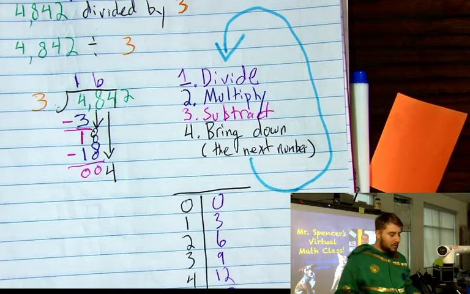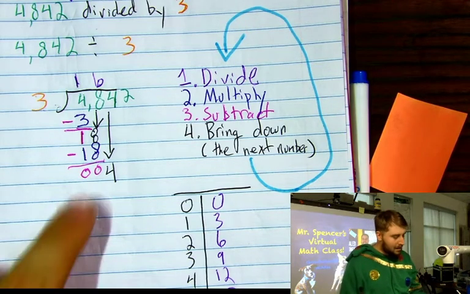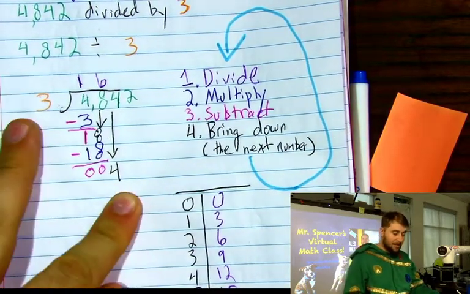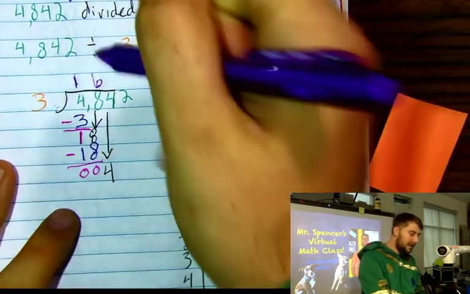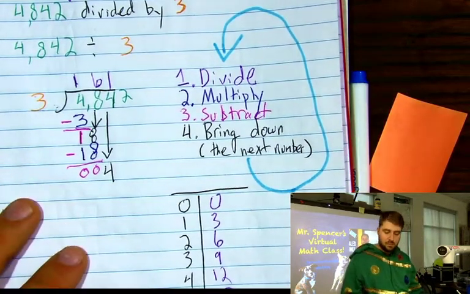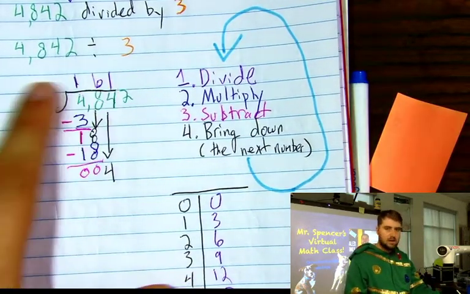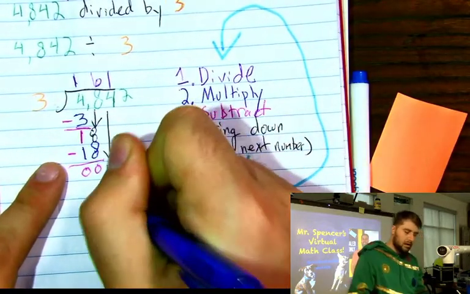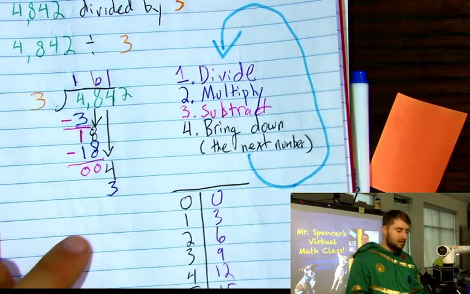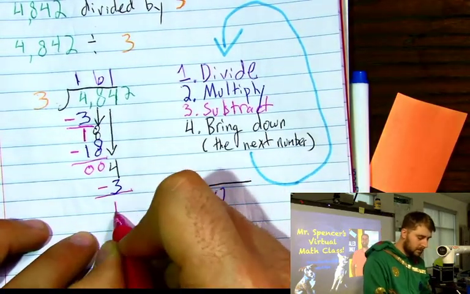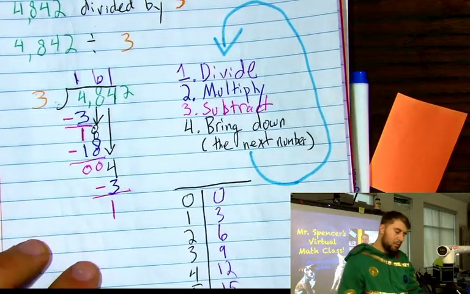So step 1, we're going to divide. Y'all already know that 4 divided by 3 is 1 because we did that right here. So this 4 divided by 3 is going to be 1 again. Step 2 is to multiply. We're multiplying that number we just put up top. 1 times 3 is 3. Our third step is to subtract. 4 minus 3 is 1. Step 4, bring it on down.